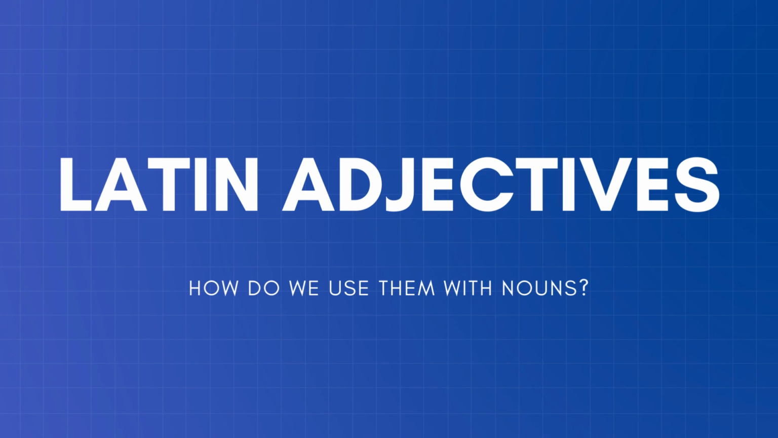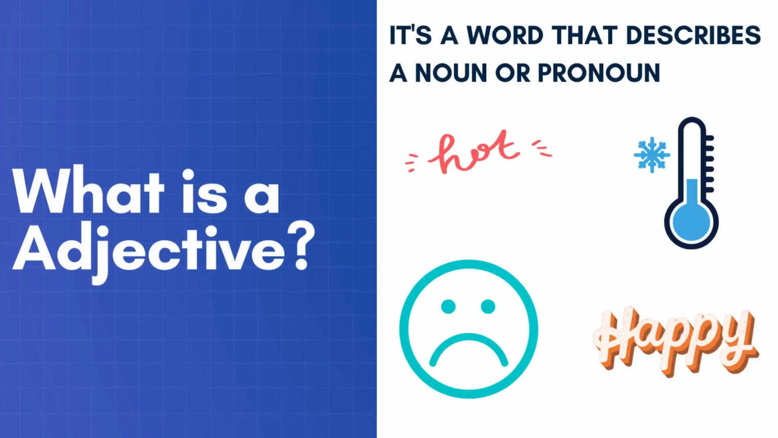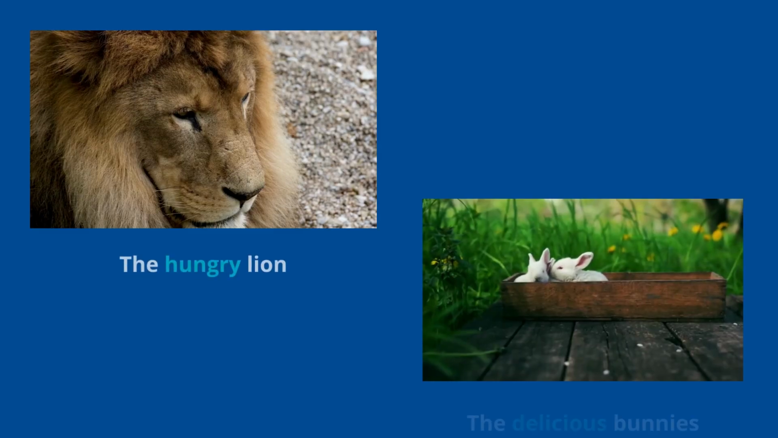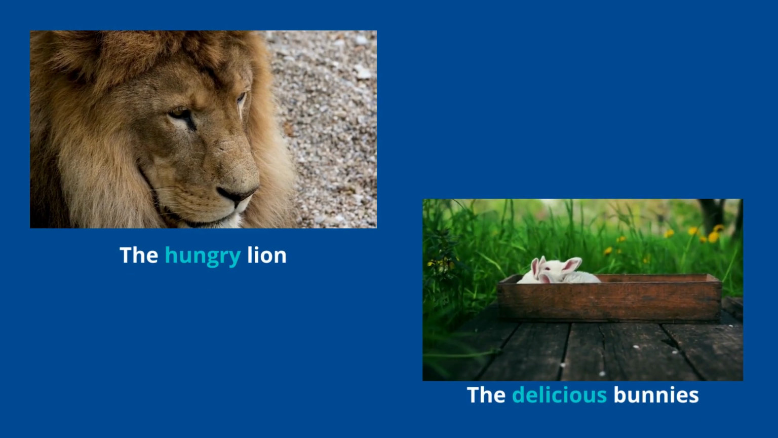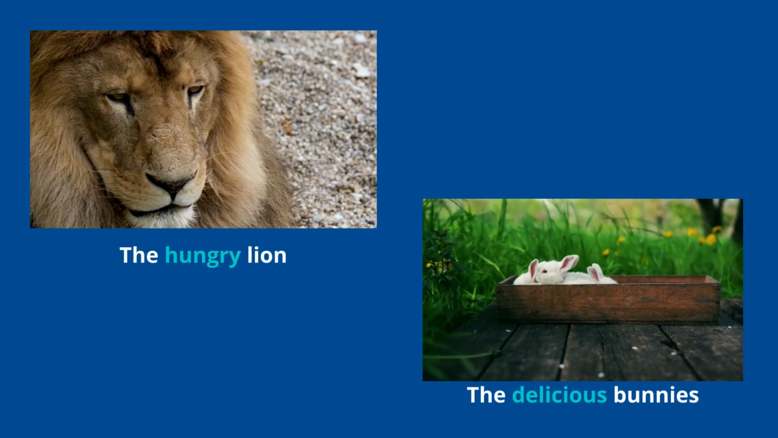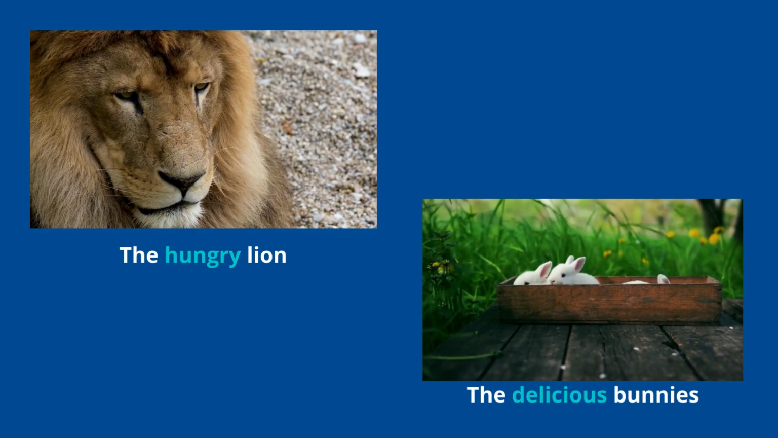What is an adjective? Let's just make sure that we're feeling good about that before we move forward. Otherwise, this is going to be very confusing. So you want to remember an adjective, Latin, English, doesn't matter. It's a word that describes a noun or a pronoun. So words like hot, happy, cold, sad, whatever, these are all adjectives. Or you could even use it in a sentence, the hungry lion, hungry is an adjective. And again, maybe he's looking at the delicious bunnies. Delicious would be an adjective.